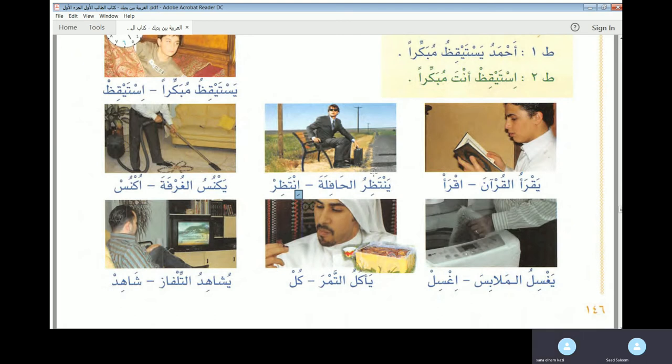And fatha and kasra will use kasra in the imperative, and dhamma will use dhamma in the imperative. These are the three vowels. So in the imperative you use either dhamma or kasra. You never use fatha for imperative.